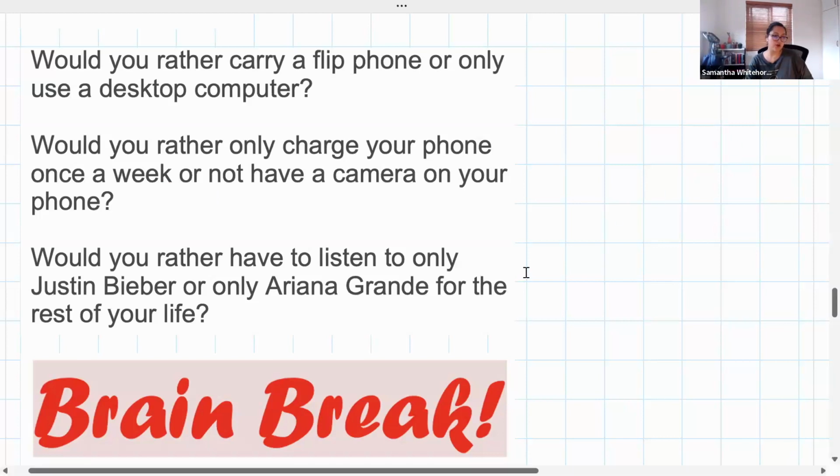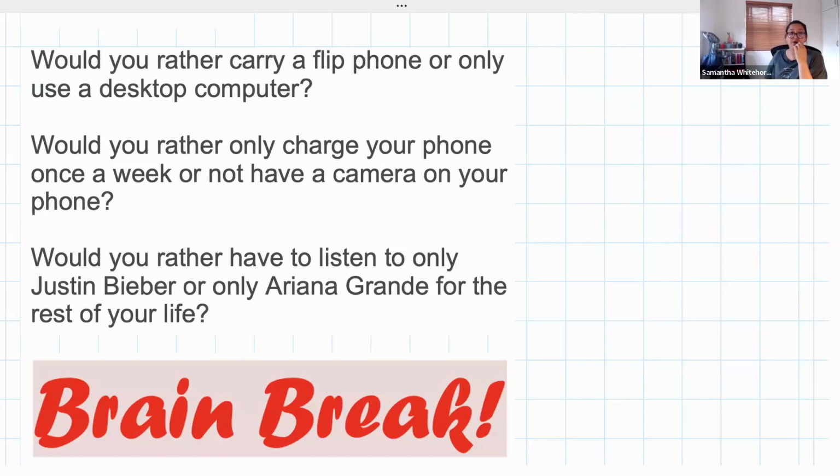Would you rather only charge your phone once a week or not have a camera on your phone? Would you rather have to listen to only Justin Bieber or only Ariana Grande for the rest of your life? Love to hear what you have to say. If anyone wants to unmute to give their opinions, let's hear your voice.